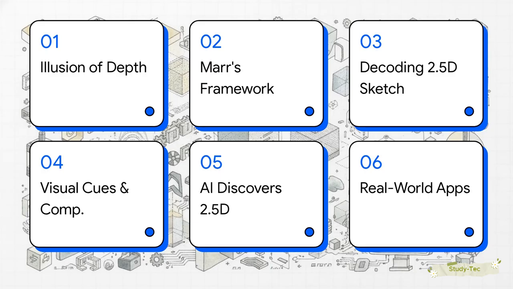So here is our roadmap for today's deep dive. We'll start with 1, the illusion of depth. Then 2, Marr's framework of vision. 3, decoding the 2.5D sketch. 4, visual cues and computation. 5, AI discovers 2.5D vision. And finally, 6, real-world 2.5D applications.